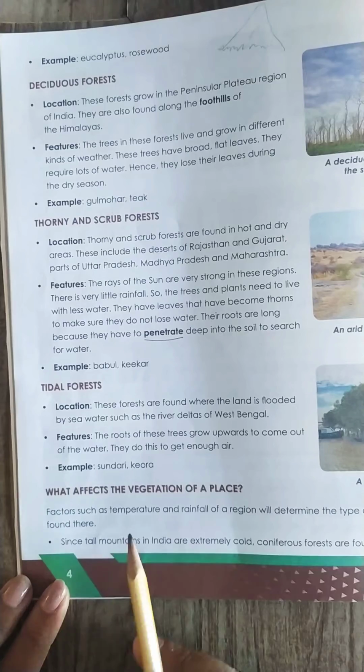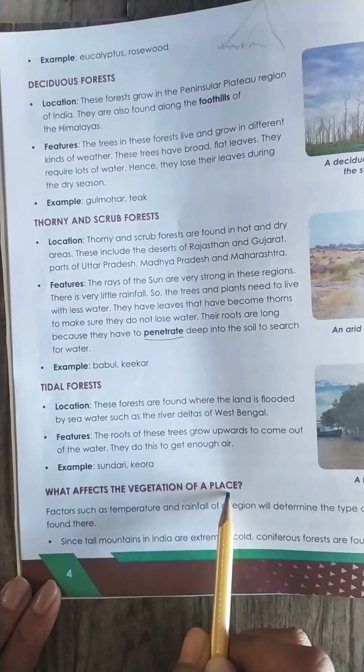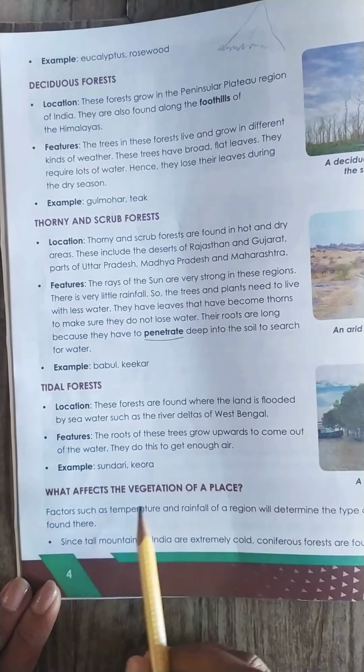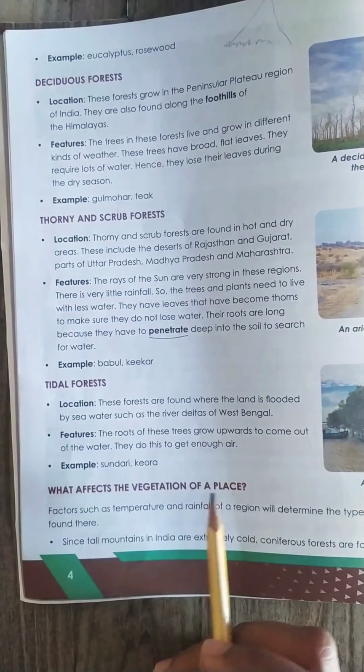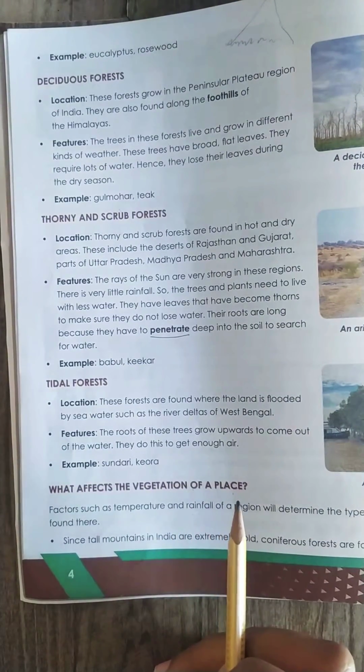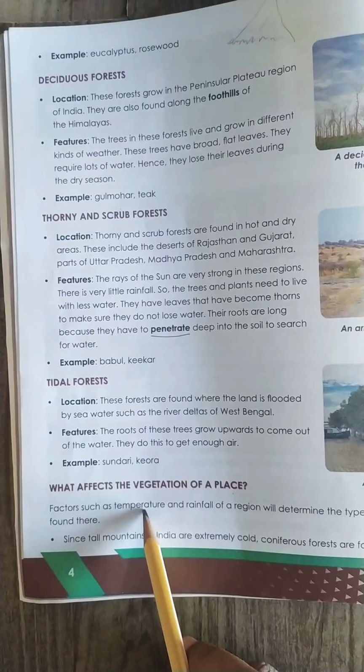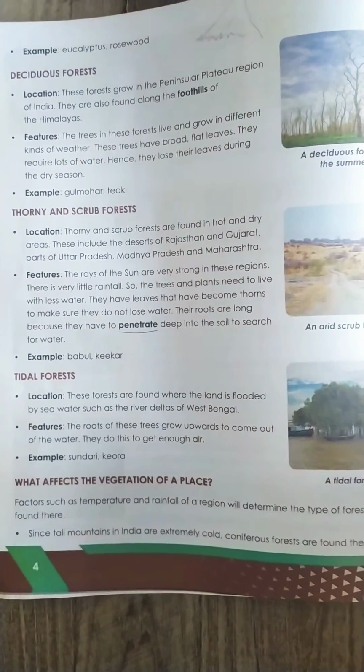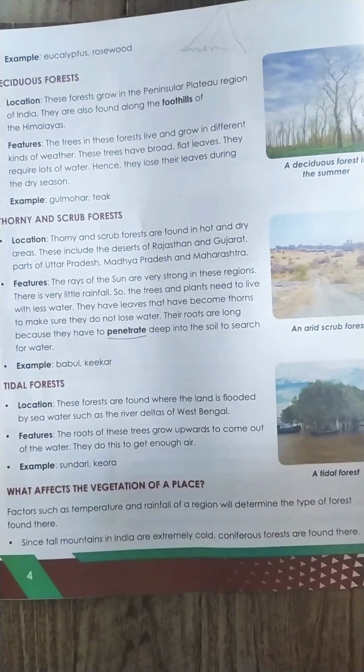Today we are going to see what affects the vegetation of a place. So we will study about the effects which differ in the vegetation of a place. Factors such as temperature and rainfall of a region will determine the type of forest found there.